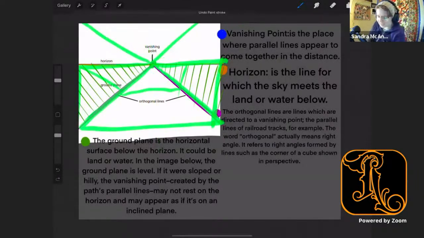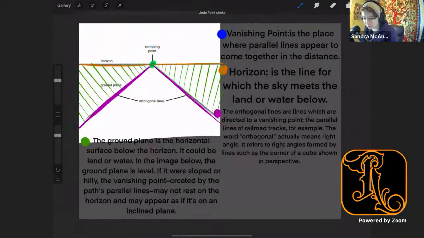So, continuing on, that was my spiel on how the universe is always connected to what artists do, but let's move on. The ground plane. The ground plane is those green little slashes on the sides of the orthogonal lines. The ground plane is the horizontal surface below the horizon. It can be land or water. In the image below, the ground plane is level.